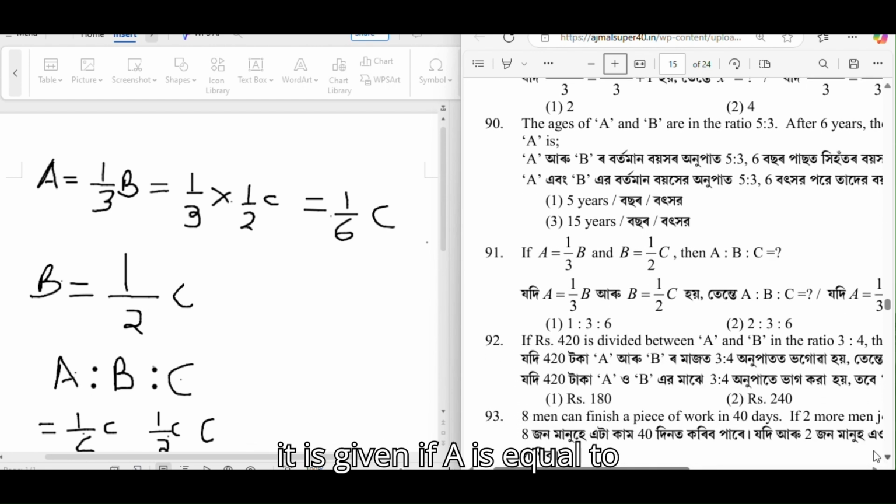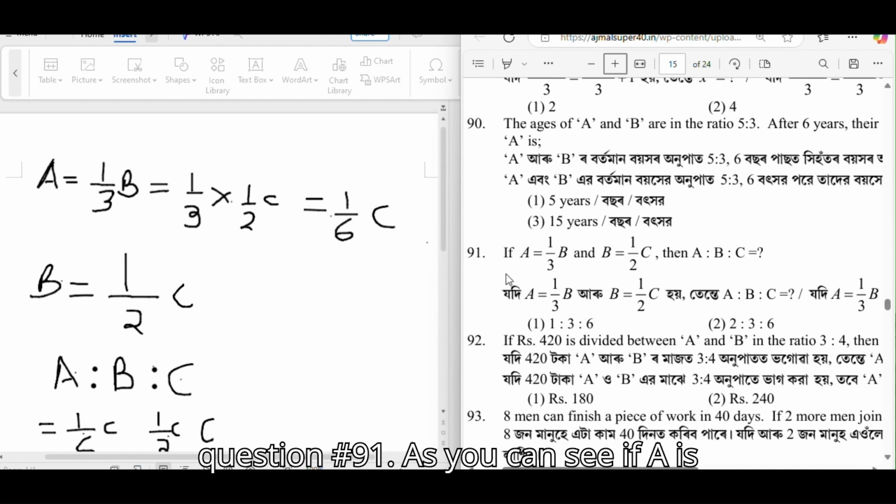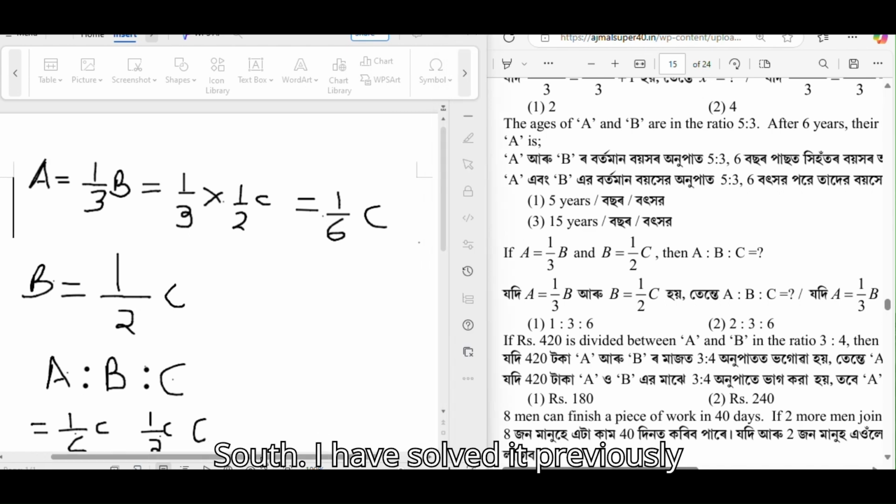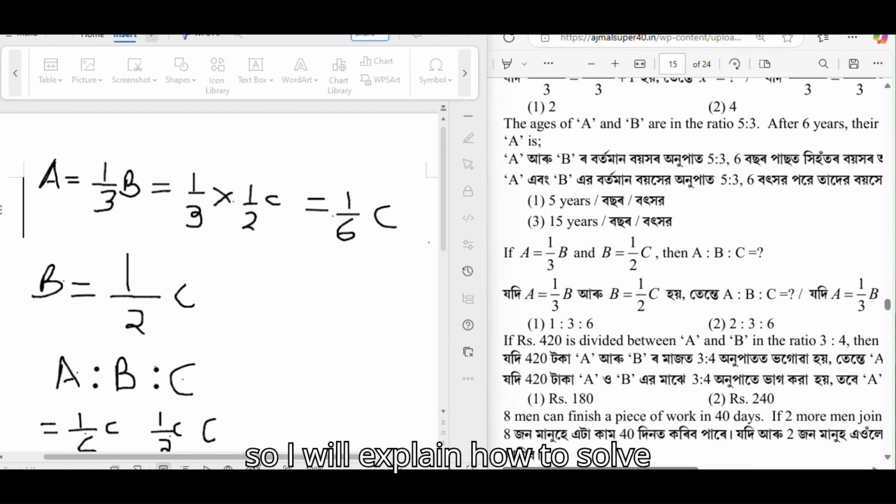Question number 91: if A is equal to 1 by 3 B and B is equal to 1 by 2 C, then A is to B is to C is equal to, we need to find that. I have solved it previously, so I will explain how to solve.